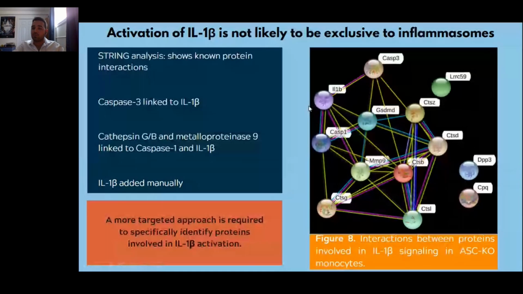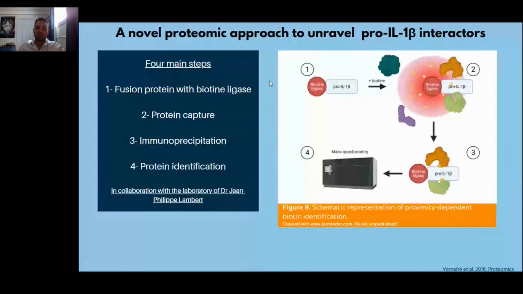So this is why we want to do proximity-dependent biotinylation in collaboration with the laboratory of Dr. Jean-Philippe Lambert, where we have here the immature form of IL-1 beta that will be coupled to a biotin ligase, an enzyme that uses biotin in the cell culture medium to capture proteins that come close to the immature form of IL-1 beta, and it will bind them using strong interactions so that they cannot leave when they are close to IL-1 beta. And then we will purify this protein aggregate and identify its main components by mass spectrometry.